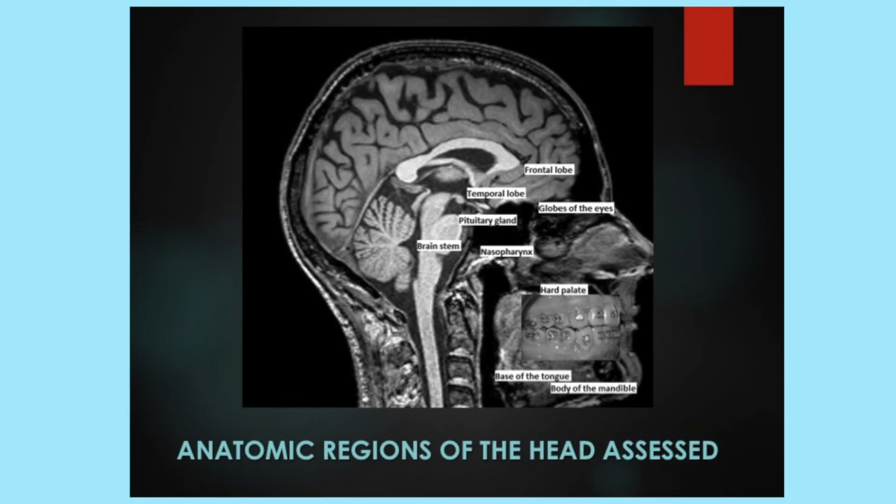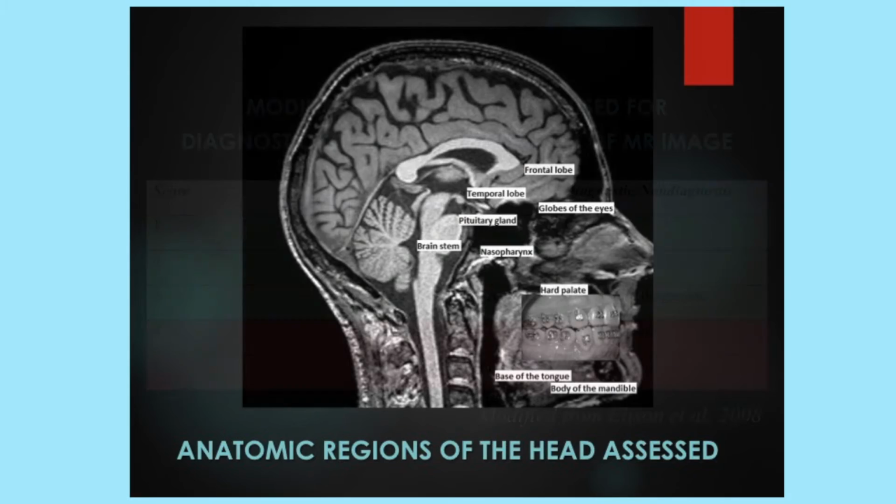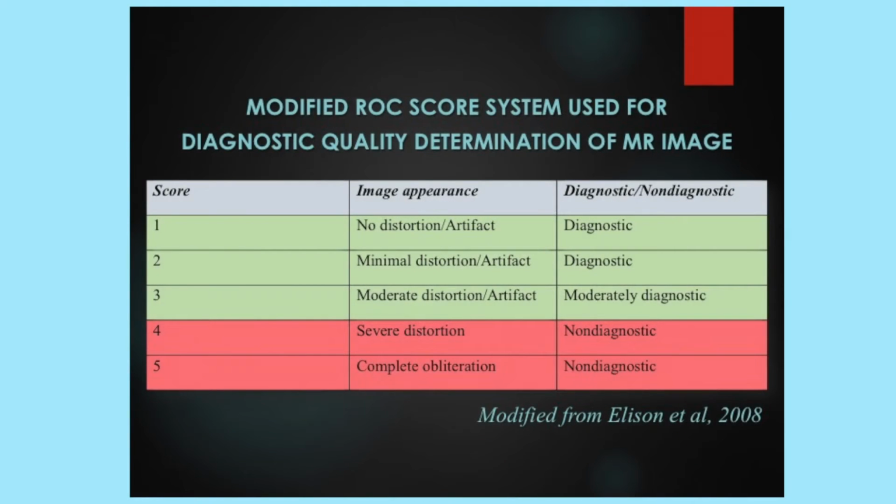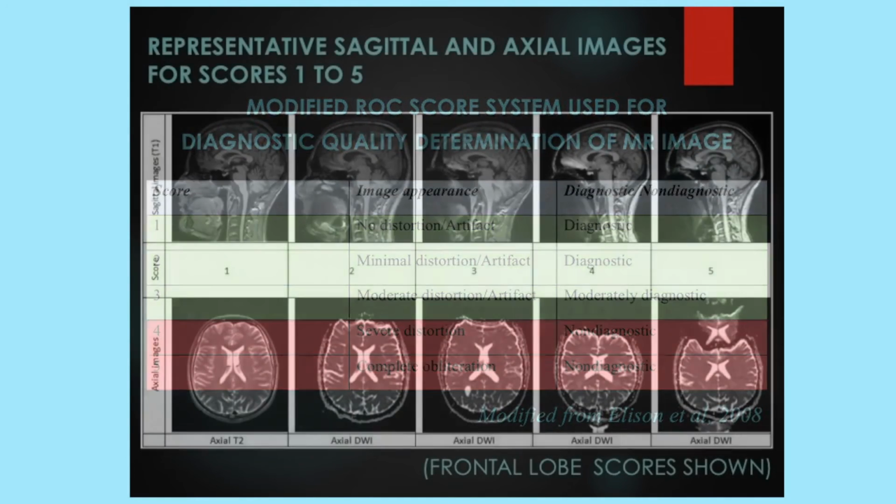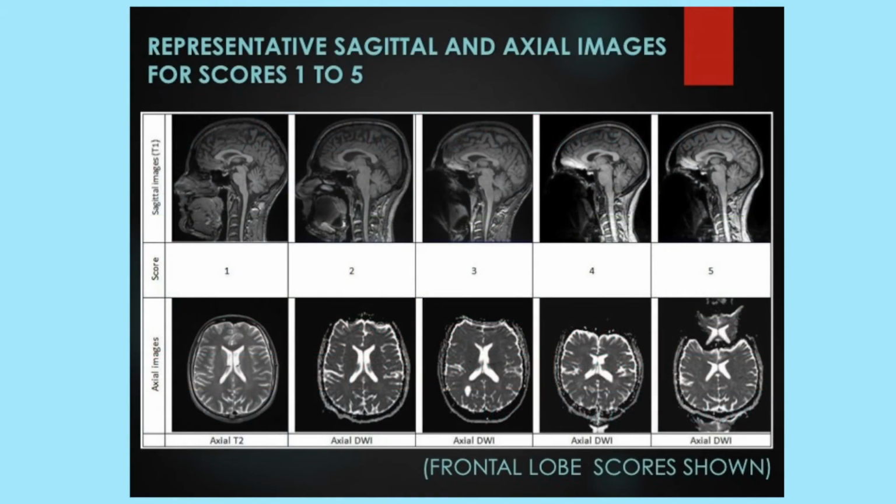9 regions of the head were assessed: base of the tongue, hard palate, body of the mandible, nasopharynx, globes of the eyes, pituitary gland, frontal lobe, temporal lobe, and the brain stem. The extent of image distortion and diagnostic value of the scans was determined using a modified ROC score system in which the score of 3 represented a cutoff for clinical usability.